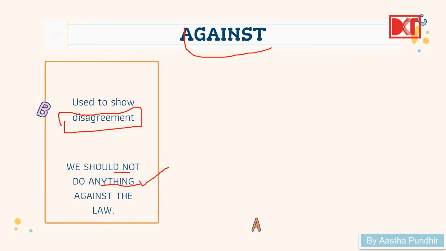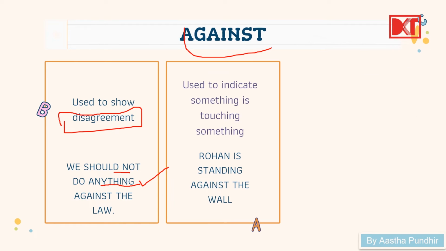Not do. Another usage could be used to indicate something is touching something. Like, Rohan is standing against the wall. Now here is wall. When a boy is, suppose he is leaning on the wall, you can say he is standing against the wall. When something is touching something, right?